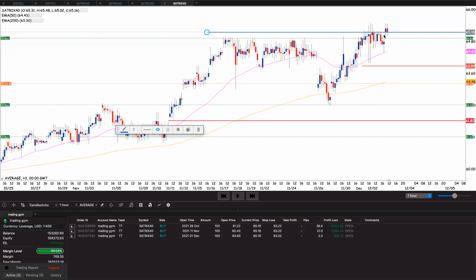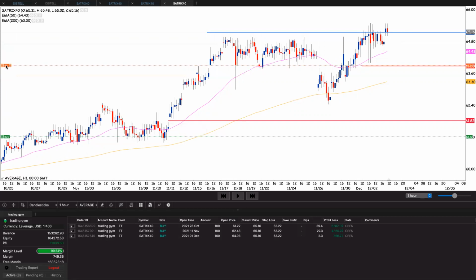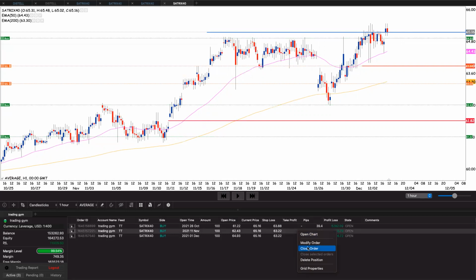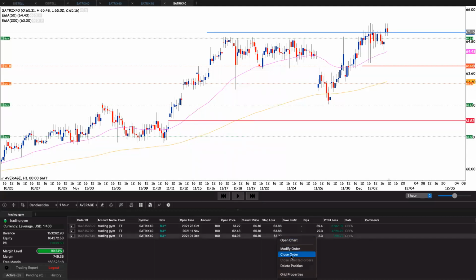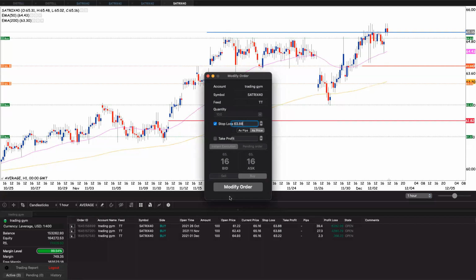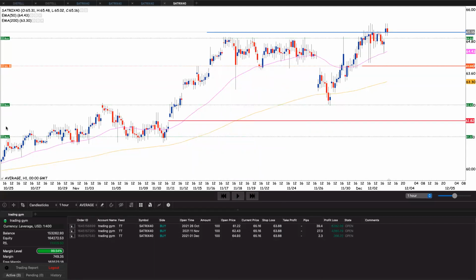So it broke out from holding the 50-day exponential moving average. So I raised my stop loss slightly to 63.88. What starts to happen now is that the earlier leg of the trade increases in profits, and the last leg of the trade is reducing in risk. So we're starting to move more and more into profitability.